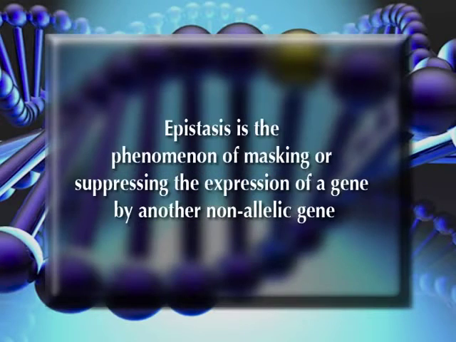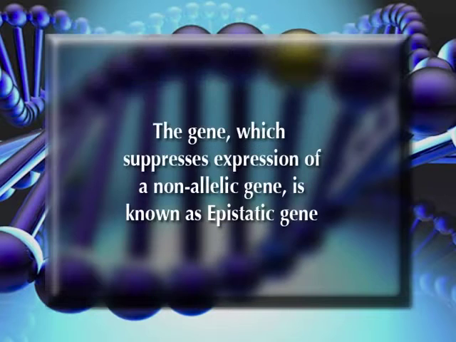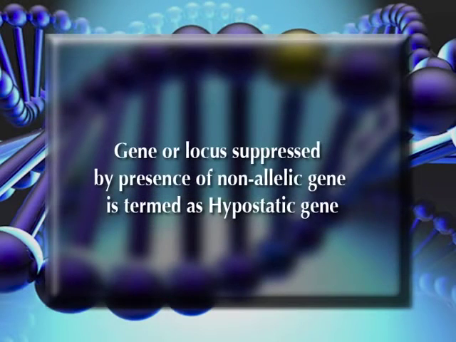Epistasis is the phenomenon of masking or suppressing the expression of a gene by another non-allelic gene. The gene which suppresses the expression of a non-allelic gene is known as the epistatic gene. The gene or locus which is suppressed by the presence of a non-allelic gene is termed the hypostatic gene. However, it has been found that epistasis is not a simple phenomenon of one gene suppressing another. Both the non-allelic genes may be mutually epistatic to each other.